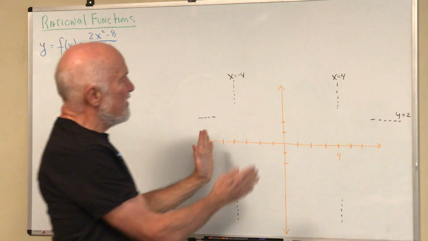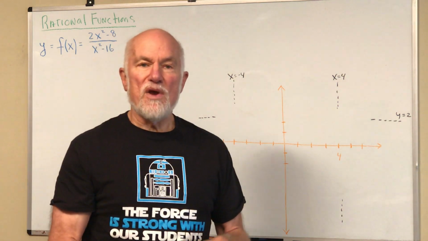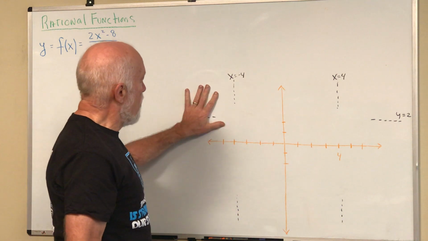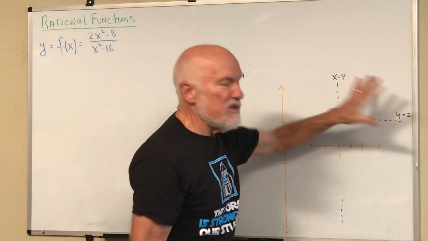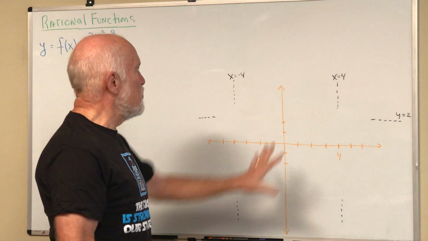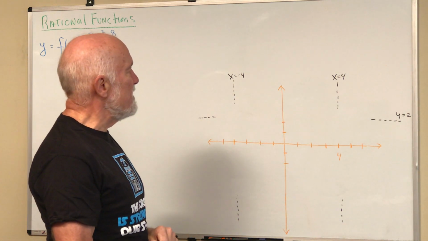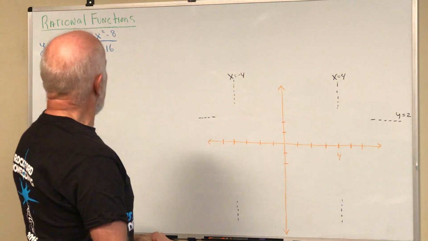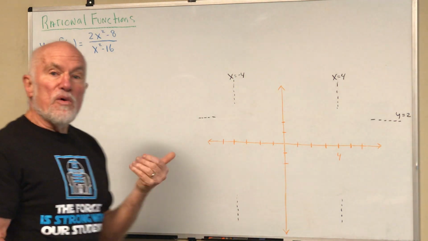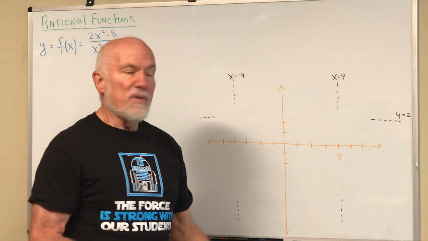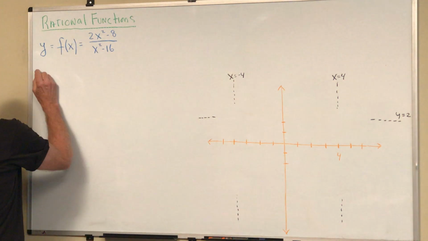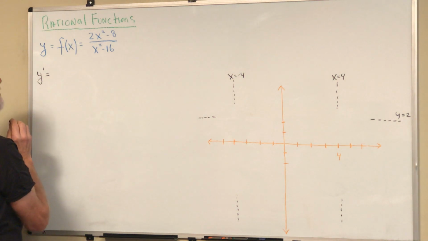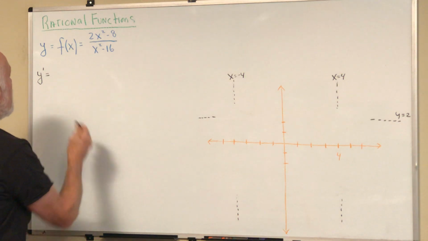Now, one thing the vertical asymptotes do is they break this problem up into sections. In this case, 1, 2, 3 sections. So between the vertical asymptotes is going to be a section, and then to the left and to the right. So now we can go into what derivatives can do to help us. So we're going to take the first derivative, and we can't really simplify it, so we've got to do the quotient rule.